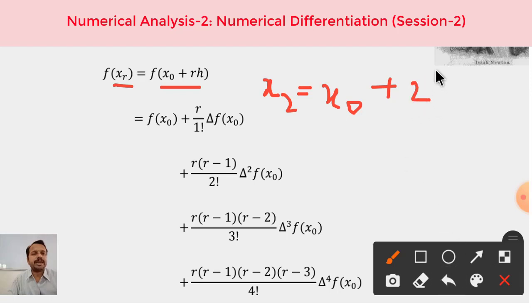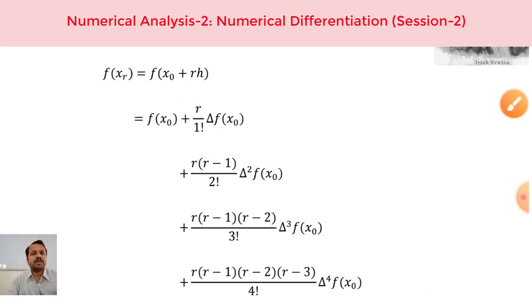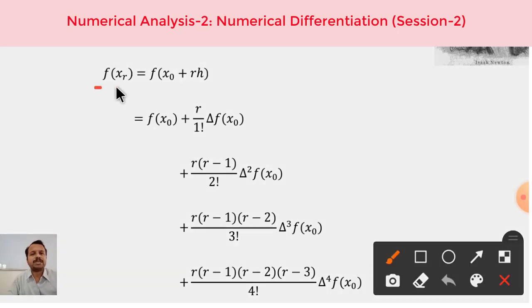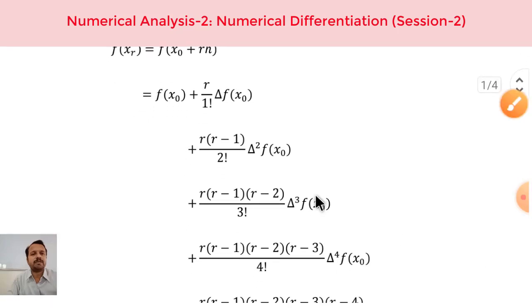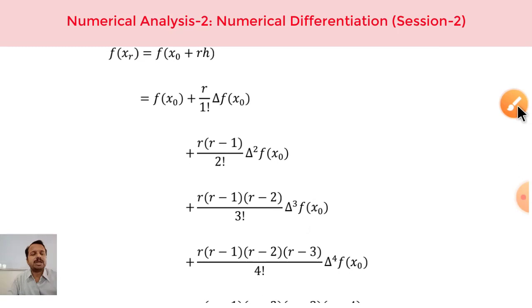So x2 is x0 plus 2h, x3 is x0 plus 3h. In general, xr is x0 plus rh. So that is what we are considering over here. So f at xr means f at x0 plus rh. So this is the LHS, whereas on the RHS the Newton's forward interpolation formula is like this.